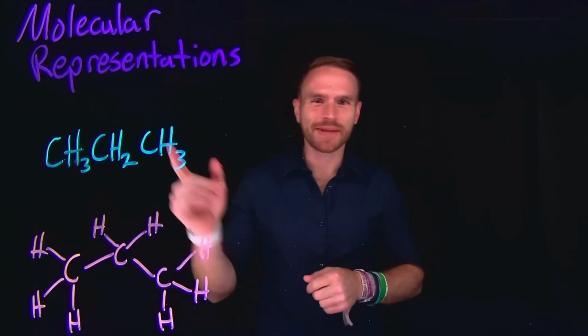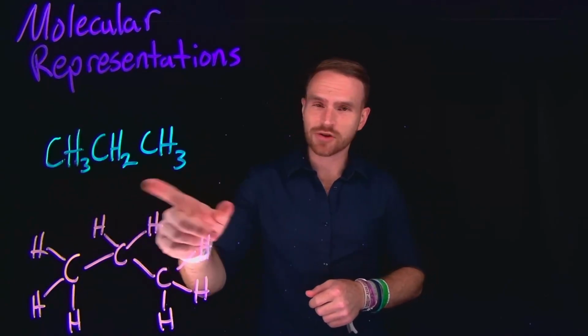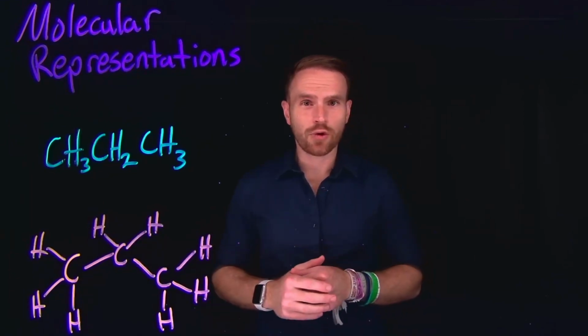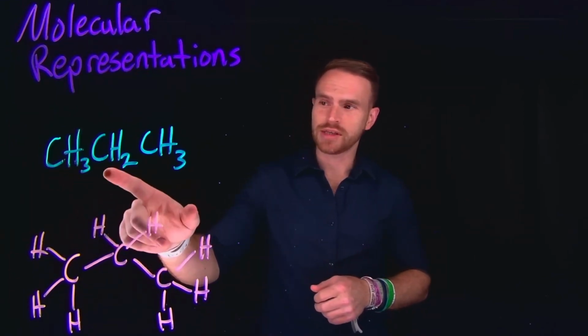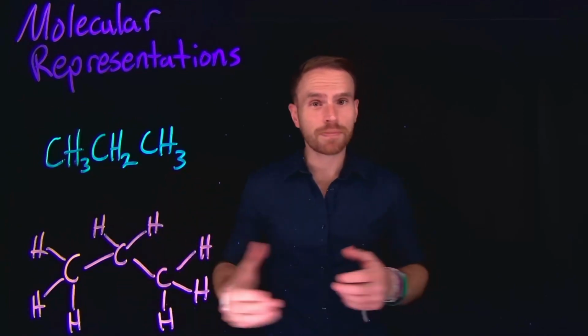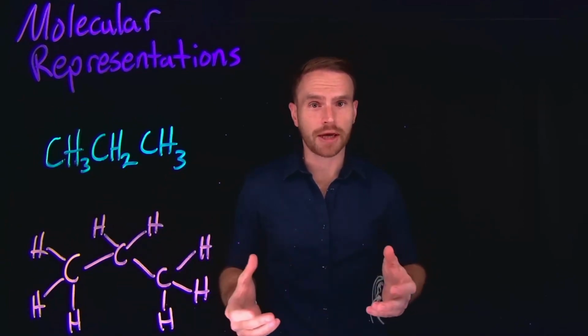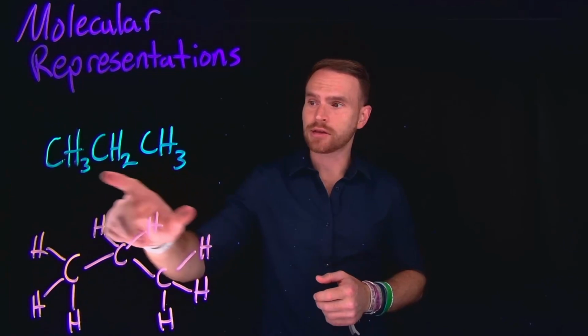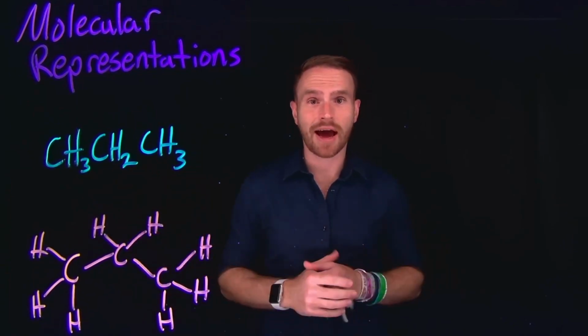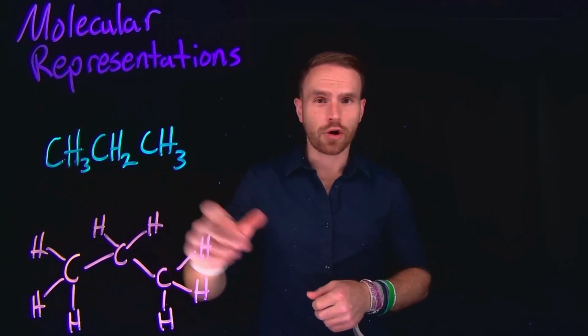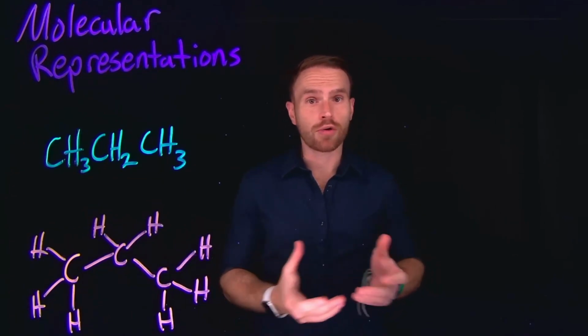Let's dive right into molecular representations. Specifically, let's start by looking at propane. Propane is a fuel that has a structure of CH3, CH2, CH3, and this would be a reasonable molecular formula for propane, which contains 3 carbon atoms, and 3 plus 3 plus 2 is 8 hydrogen atoms. This molecular formula, though, doesn't tell us much about the bonding or the structure of propane.